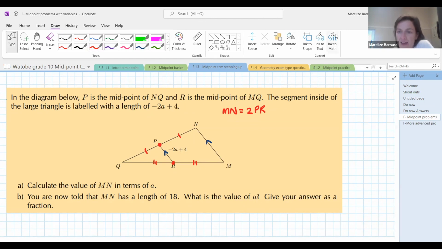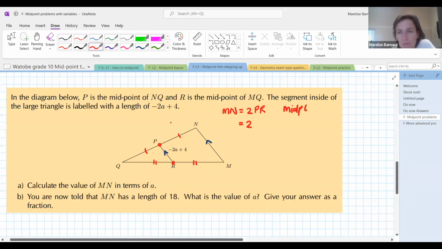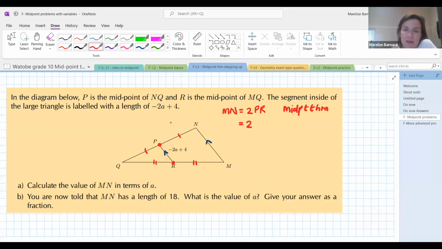Okay, right. Just because we're almost out of time, I'm just going to do this one, and then you can check if yours is correct. So MN is 2 times PR for exactly the same reason the other two were, midpoint theorem. So PR is minus 2A plus 4. And then we're going to put the 2 into the brackets, and we're going to multiply 2 with minus 2A is minus 4A. And then 2 with 4 is plus 8. Okay, so that's part A of the question.